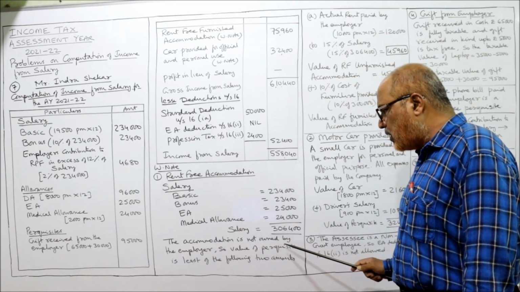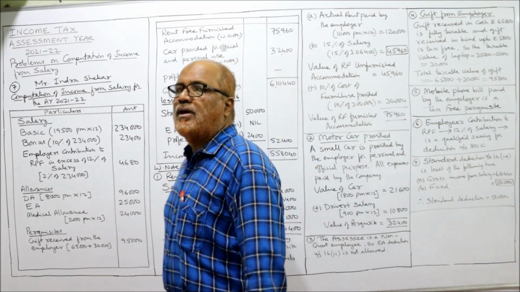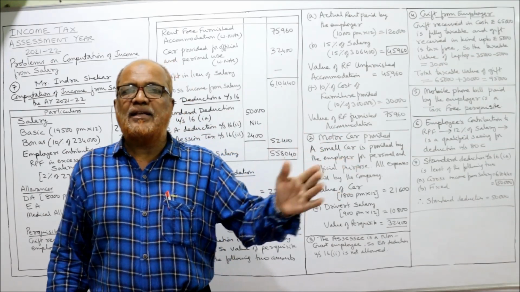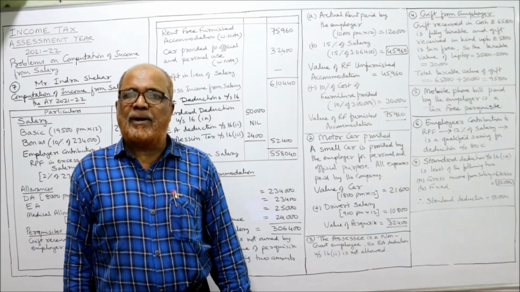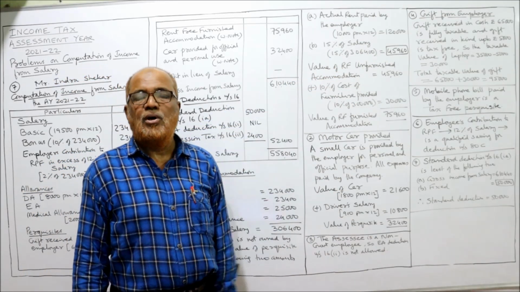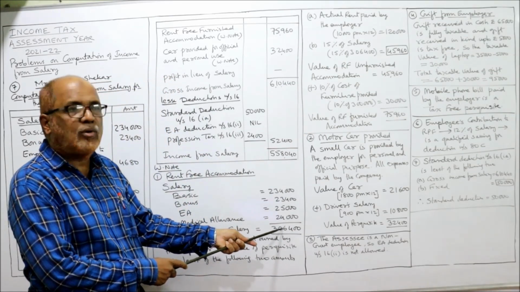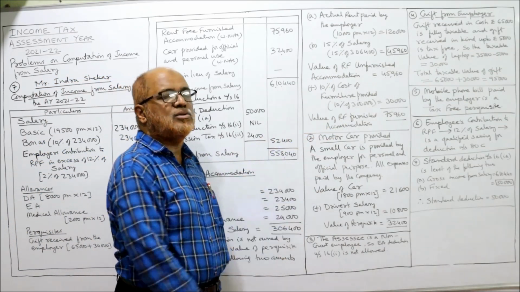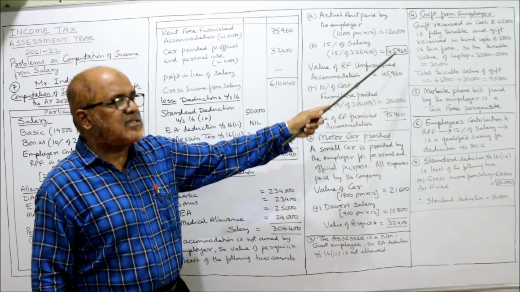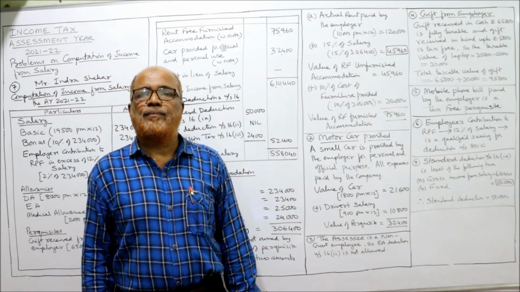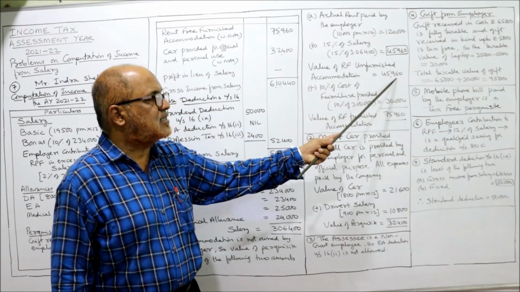Now the accommodation is not owned by the employer, so the value of the perquisite is the least of the following two amounts. Actual rent paid by the employer, which in the problem is given as 10,000 rupees per month. So 10,000 into 12, 1,20,000. Or 15% of salary. The salary you have already calculated, 3,06,400 into 15%, 45,960. Whichever is least, 1,20,000 or 45,960, 45,960 is least. The value of rent-free unfurnished accommodation is 45,960.